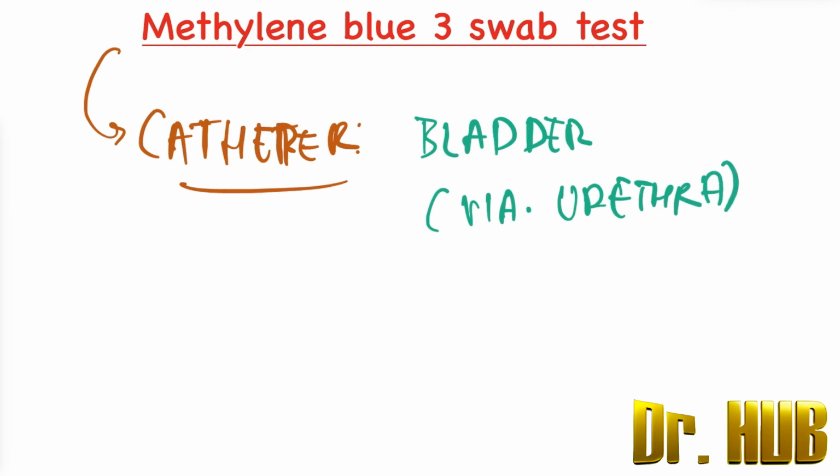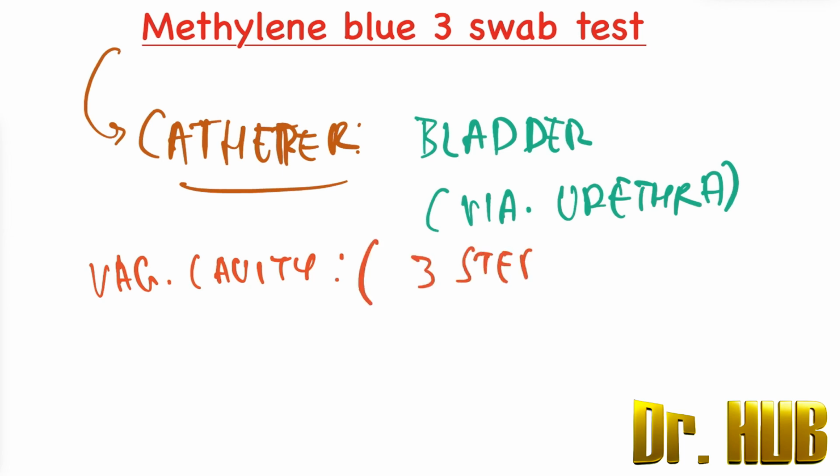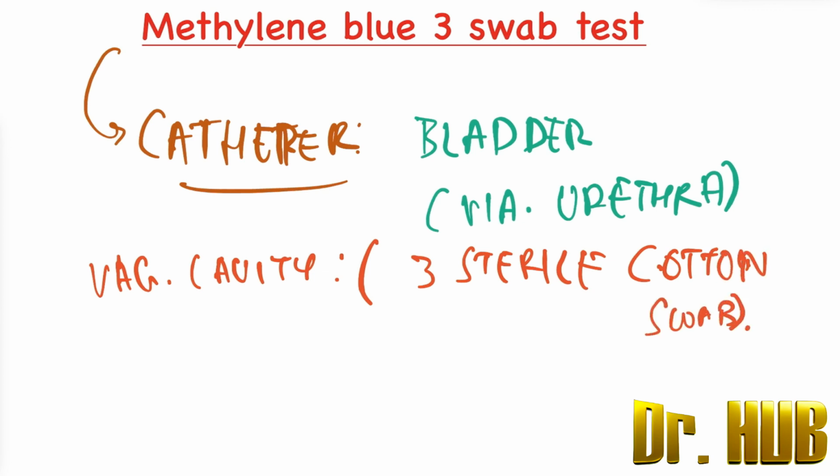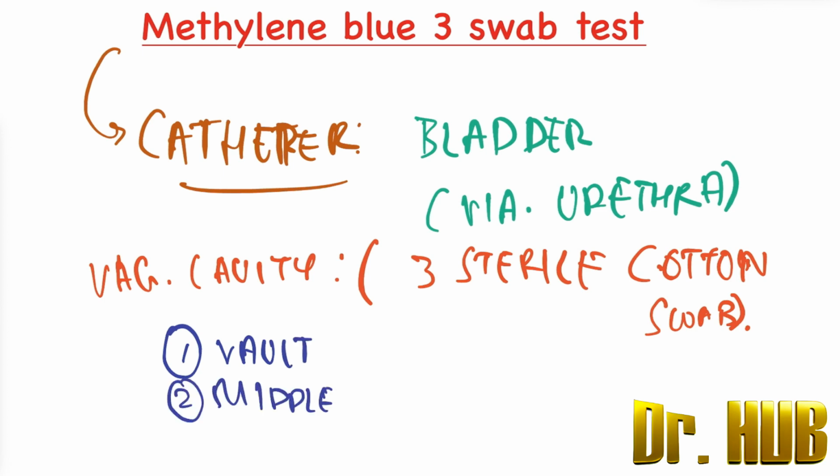The vaginal cavity is packed with 3 sterile cotton swabs: one at the vault, one in the middle, and the third one above the interosseous.